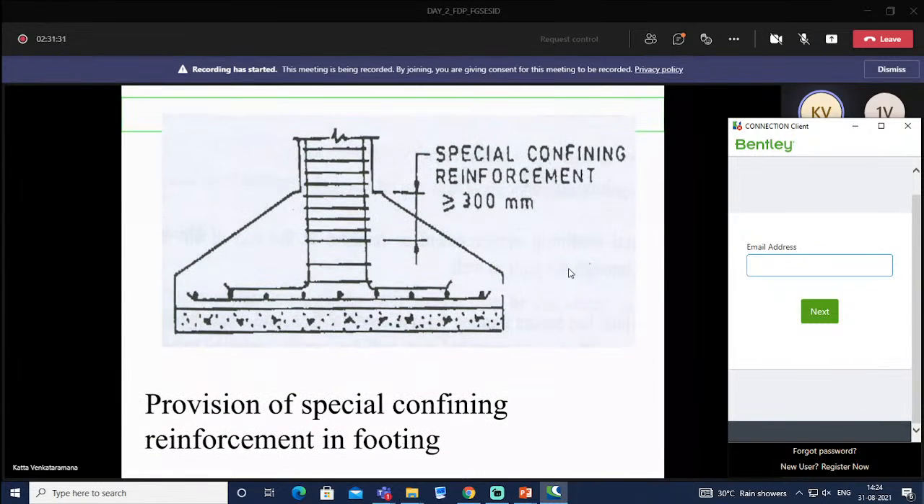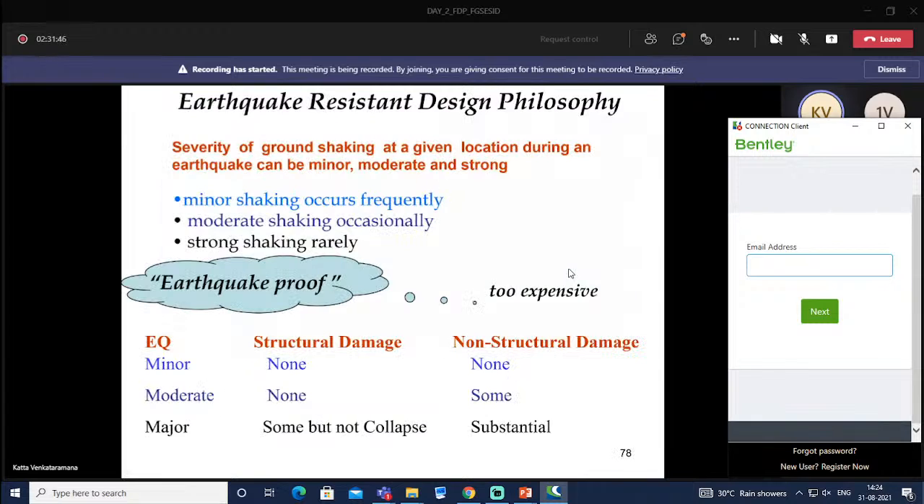Then special confining reinforcement we need to provide in footing also, for a depth greater than 300 mm, at closely spaced intervals. So those are some of the examples of considerations of ductility for beams, columns, beam column joints, and footing.